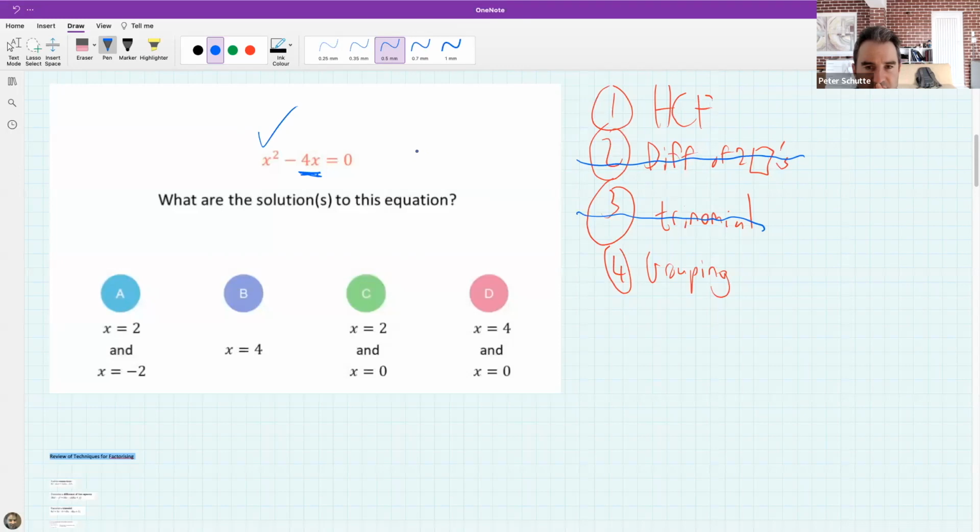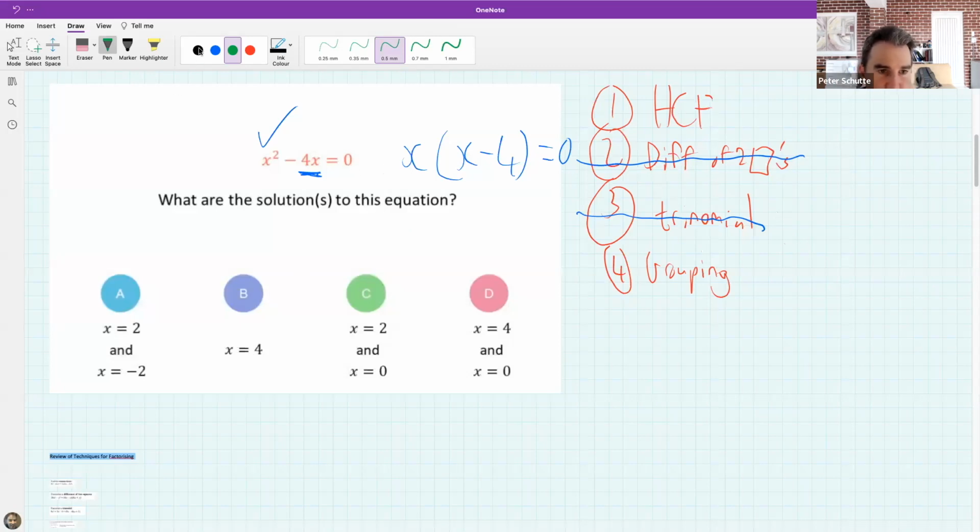Maybe we can use the quadratic formula. I don't know. We could, but we haven't really got to that yet. I was thinking, couldn't we use the highest common factor of x? Couldn't we factorize this by going x times x minus 4? Yes. Now when we do that, what do we think the answer is to this question? I see in the chat some A's, some D's, some B's. What do we think the answer is?